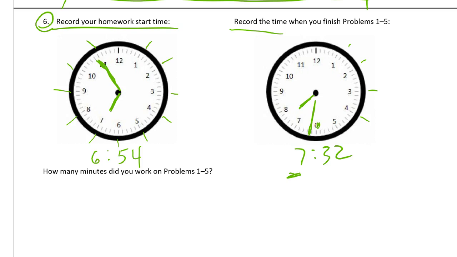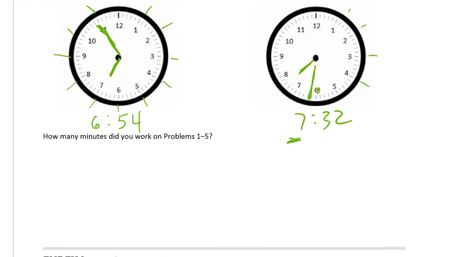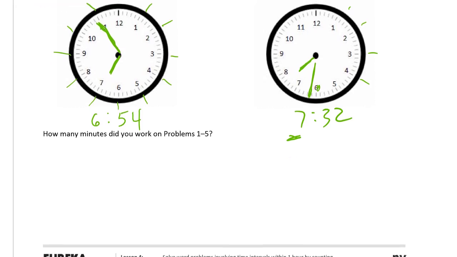So how many minutes did I work on these problems? You have room down here to draw a number line, if that's what you like to do. But the number line is going to be hard because I went over the 7 o'clock time. So the number line is going to be difficult to use for this. And so is subtracting, because I went from 6 o'clock to 7 o'clock. I couldn't finish in the same hour. So everything's going to be much more difficult.